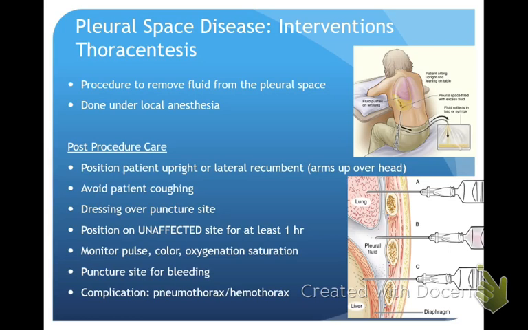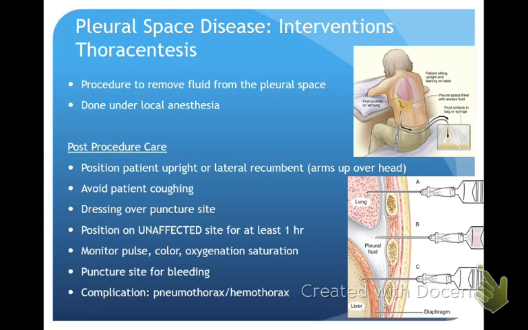We don't want to put weight on the lung. It makes it hard to expand. So we want them laying. So on this lady that we did a puncture on the left lower lobe, we would want her laying on her right side after the procedure so that that left lung could expand a little bit. And we'll monitor for bleeding, and our complication is pneumothorax, hemothorax, which sounds like continued absent breath sounds post-thoracentesis.